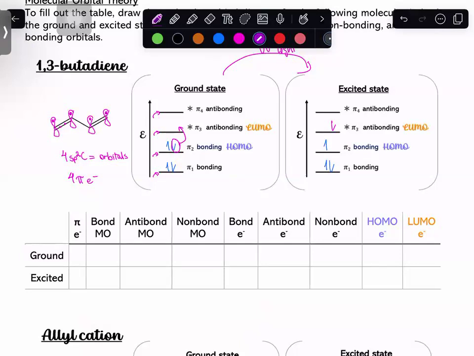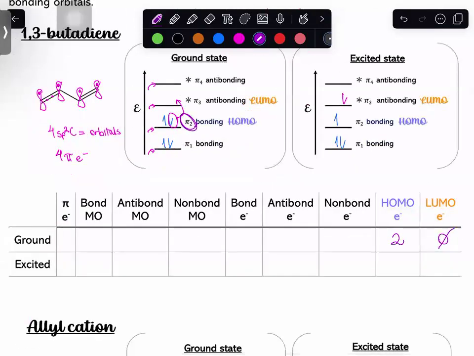It's actually gonna be 2, not 4. Because remember, we're just looking at pi 2. Pi 2, it's the only one that's HOMO. What about, again, ground state, but how many LUMO electrons do you see? 0, nothing. Okay. How many non-bonding orbitals do you see? 0, exactly. We didn't talk about those guys yet.